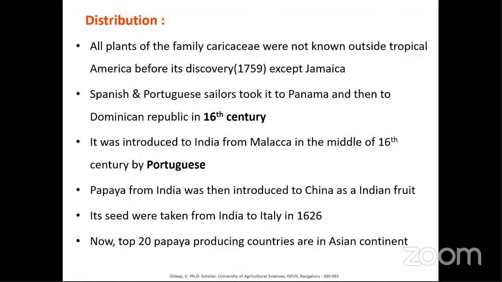So it has acclimatized to such an extent that now the topmost 20 papaya producing countries lie in the Asian continent only, even though it originated in America. It has adapted well because it is a tropical fruit, and in Asia and other parts there are congenial conditions for its growth and development. So it flourishes well here. You have to remember this slide: in the 16th century, it was the Portuguese who brought it. Remember this along with the origin.